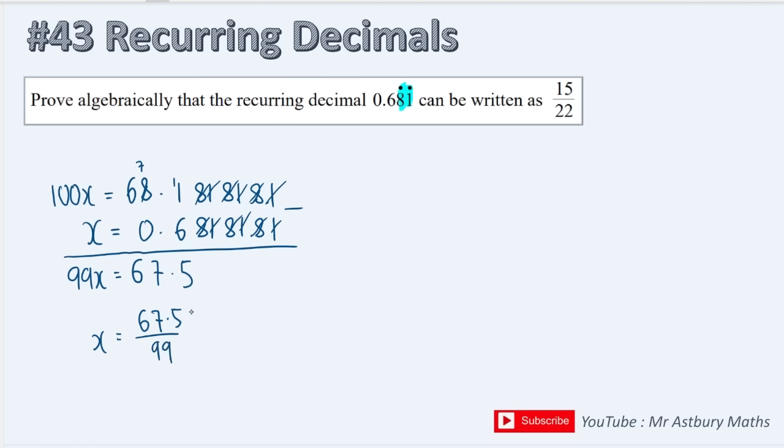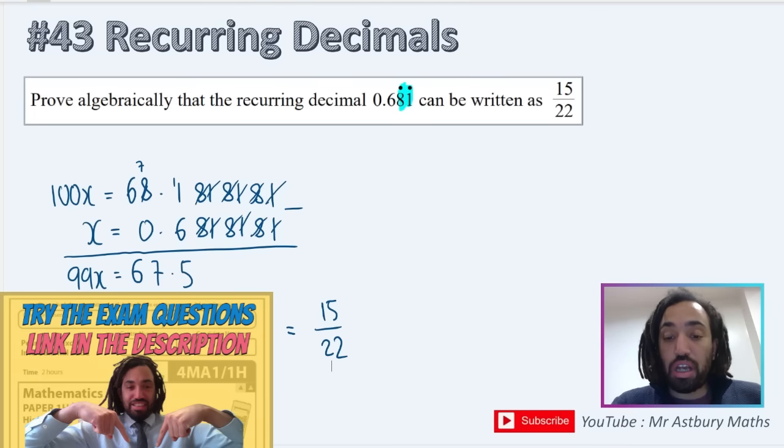Can't have a decimal in a fraction. So I could times by 10, but actually, easier enough, I could just times by 2, top and bottom. So this gives me 135, and times the bottom gives me 198. And then each of these can be divided by 9, and that will give me 15 over 22. And we're done. Link above. Let's move on.